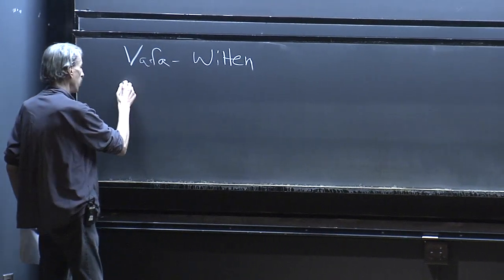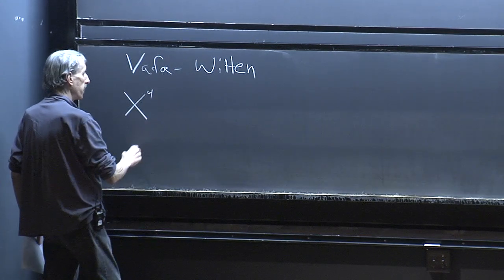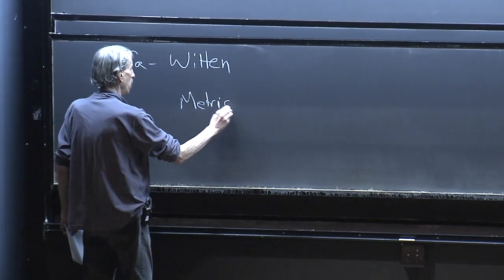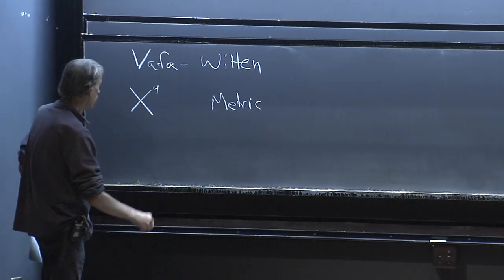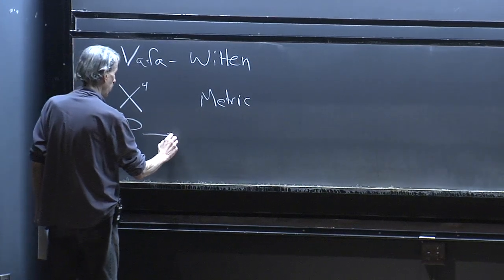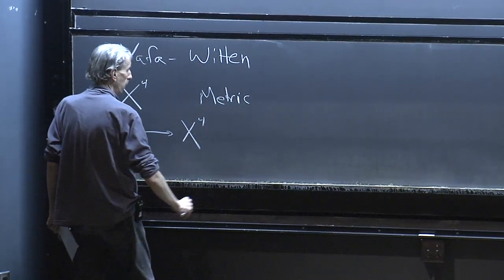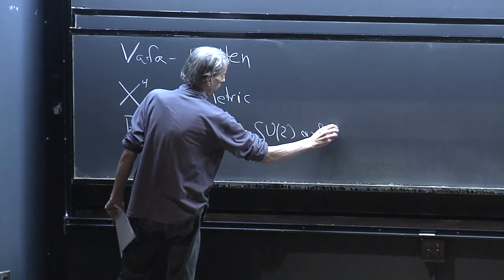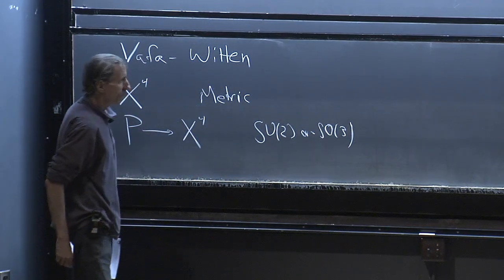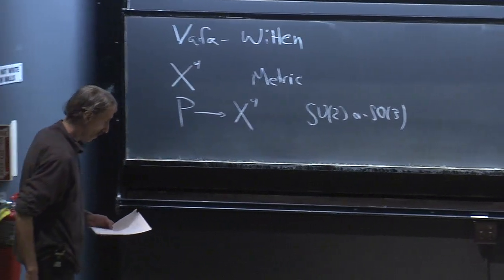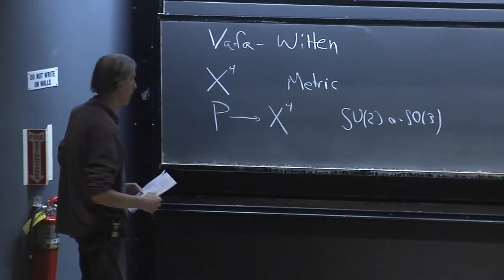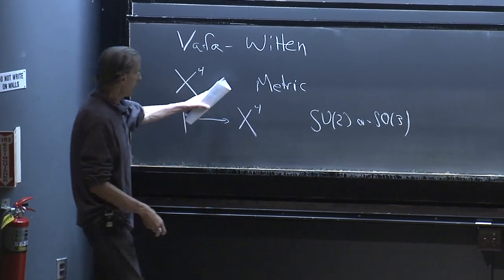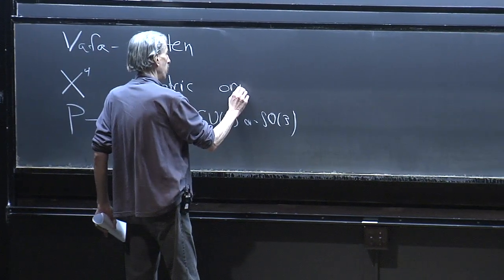The realm is I have a four-dimensional Riemannian manifold, so it has a metric. And then I have a principal bundle over the manifold. And we're going to take the structure group to be SU2 or SO3. This perhaps generalizes to other groups, but anyway, it's going to be this. I'm going to assume this is also an oriented manifold.